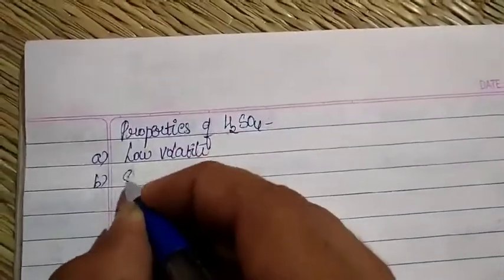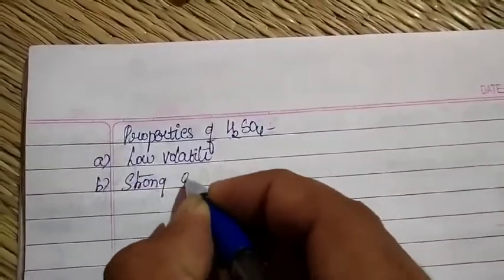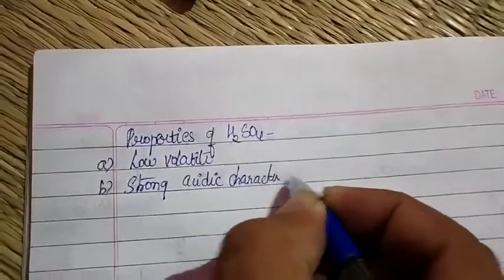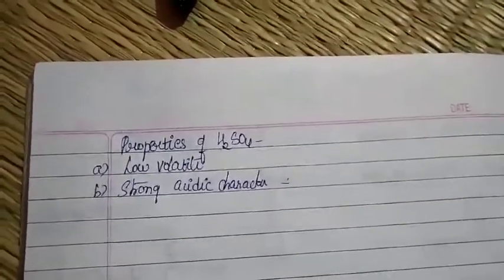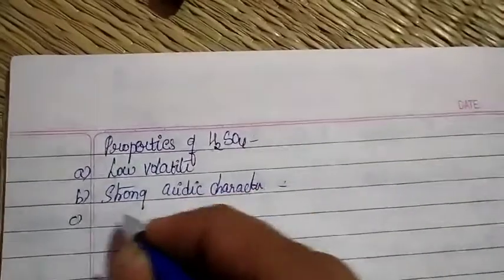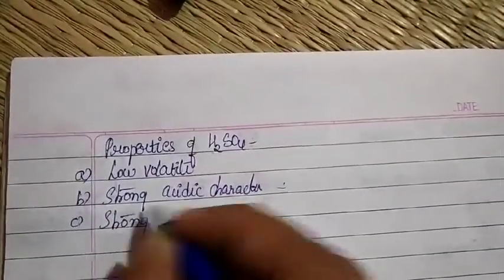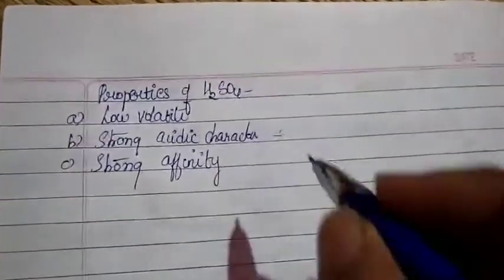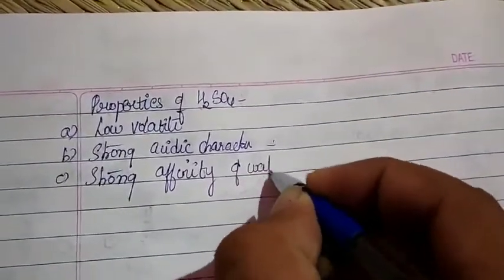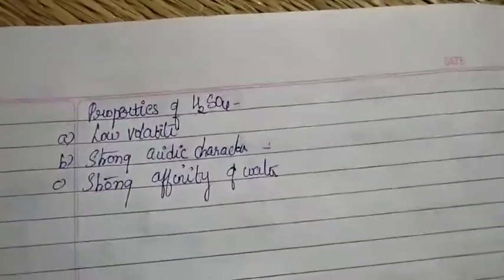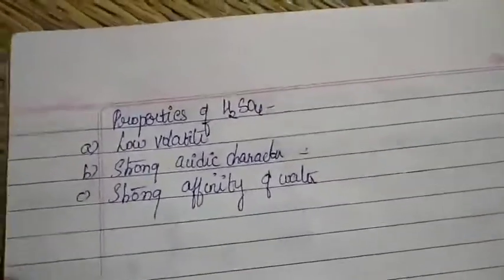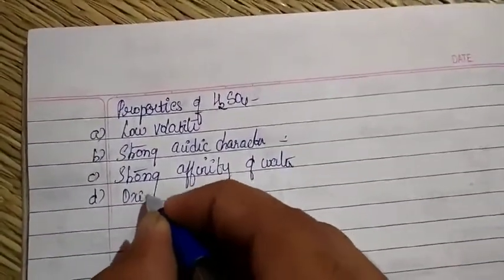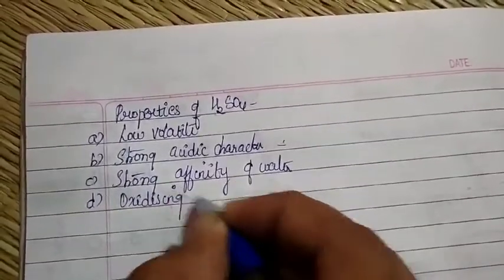The second one is its strong acidic character. I will give the reason for the strong acidic character too, but first let us just see what characteristics it has. The next is its strong affinity for water. That is the reason we call sulfuric acid the best dehydrating agent. It removes water molecules easily, because sulfuric acid loves water very much. And also it acts as an oxidizing agent. It also acts as an oxidizing agent.